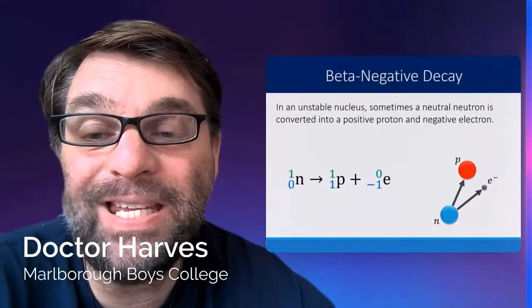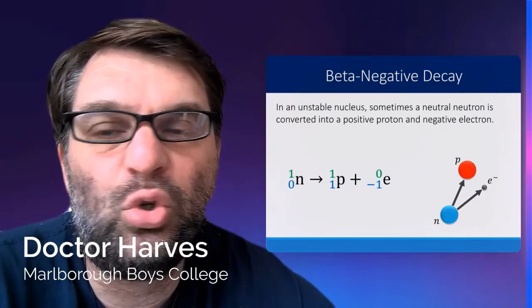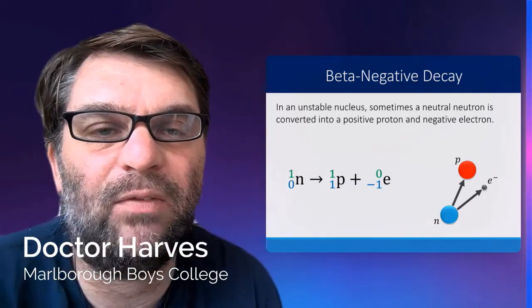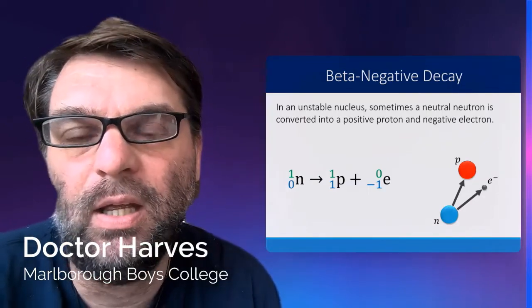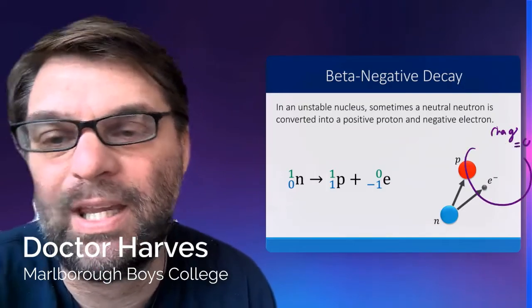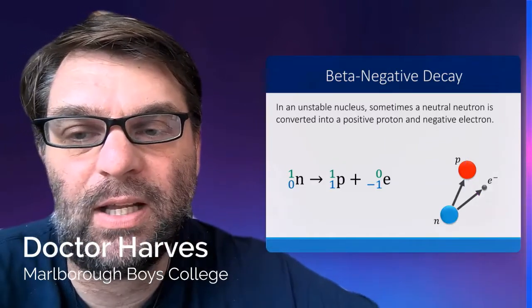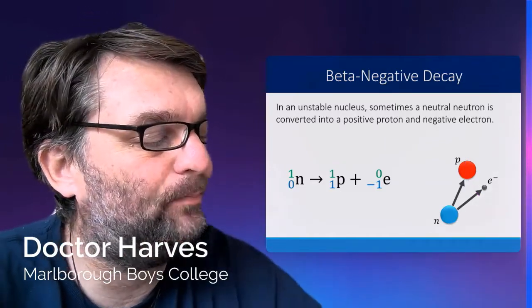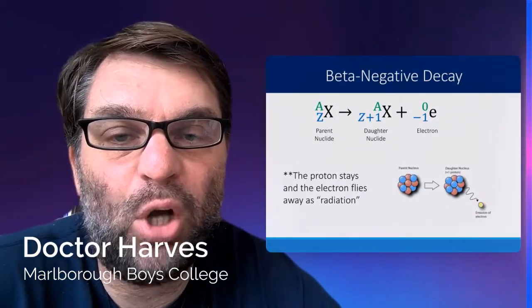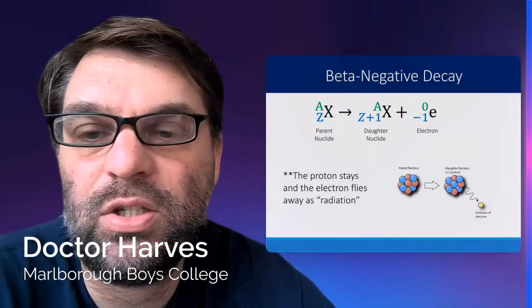Then we have a beta particle, which is a high-speed electron. Sometimes a neutral neutron inside the nucleus is converted into a positive proton and a negative electron, and the electron is emitted from the nucleus. You can see that the overall charge at the beginning and the end maintains the same value, so there's no change in the charge. This is beta negative decay: the proton stays and the electron flies away, which we mentioned in the previous slide.